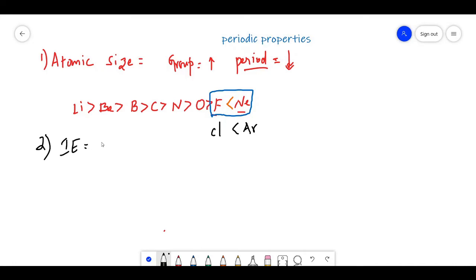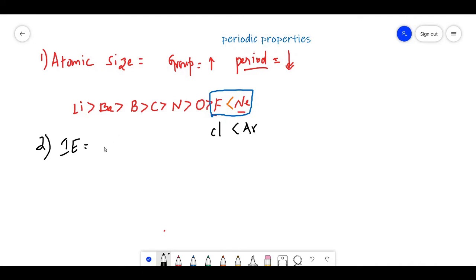So what is meant by ionization energy? It is the energy required to remove an electron. I'm telling the definition in short: in a neutral atom, if an electron is there, the energy required to remove that electron is called ionization energy.